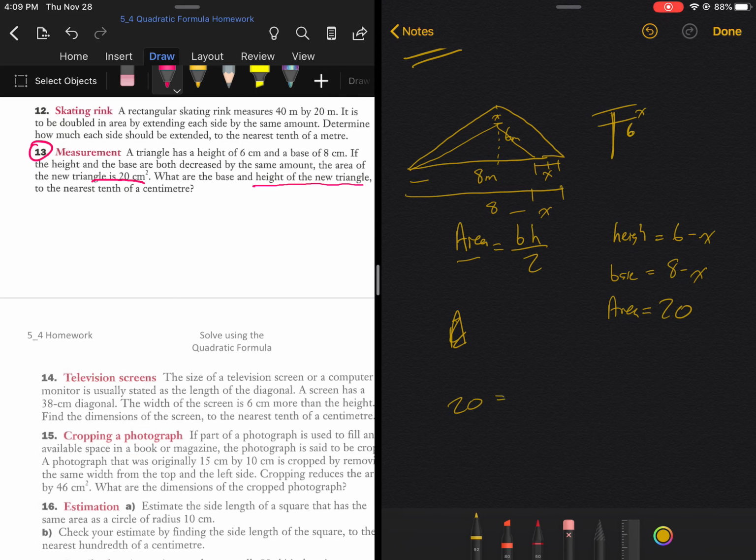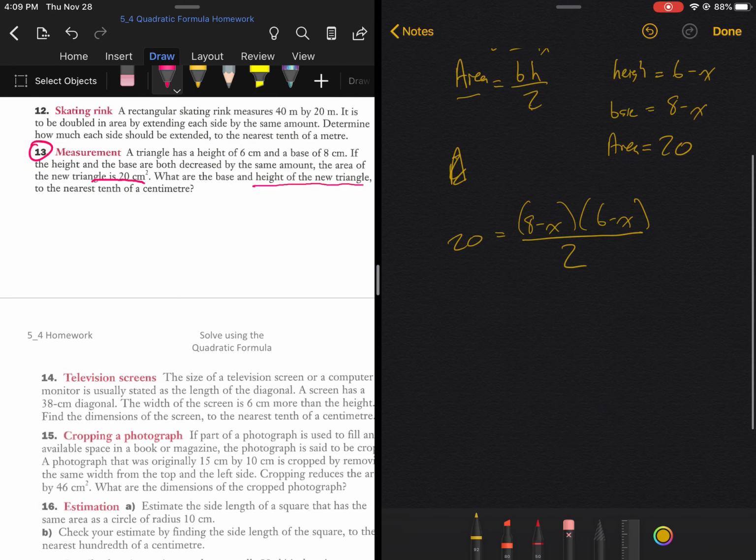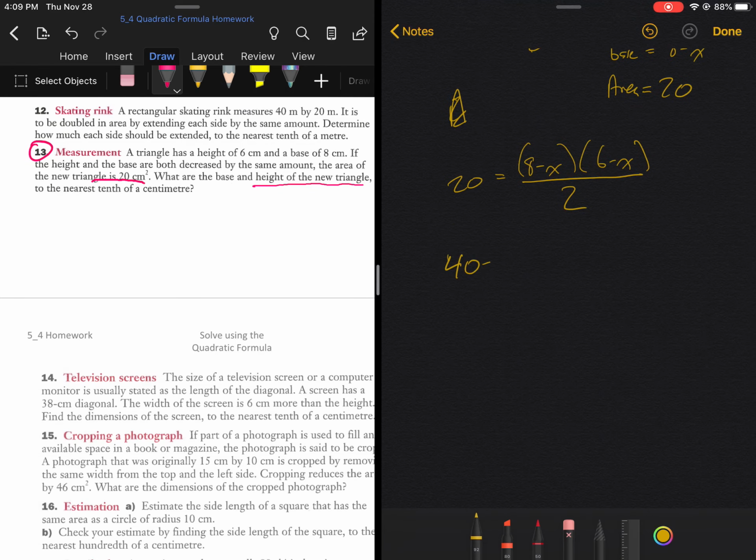And the area of the new triangle is 20 centimeters square. So let's plug in those values. Area equals 20, base equals 8 minus x, height equals 6 minus x, and the triangle formula is base times height over 2. So let's multiply both sides by 2. I get 40 equals 8 times 6, which is 48, minus 8x, minus 6x, and minus times minus is positive x squared.